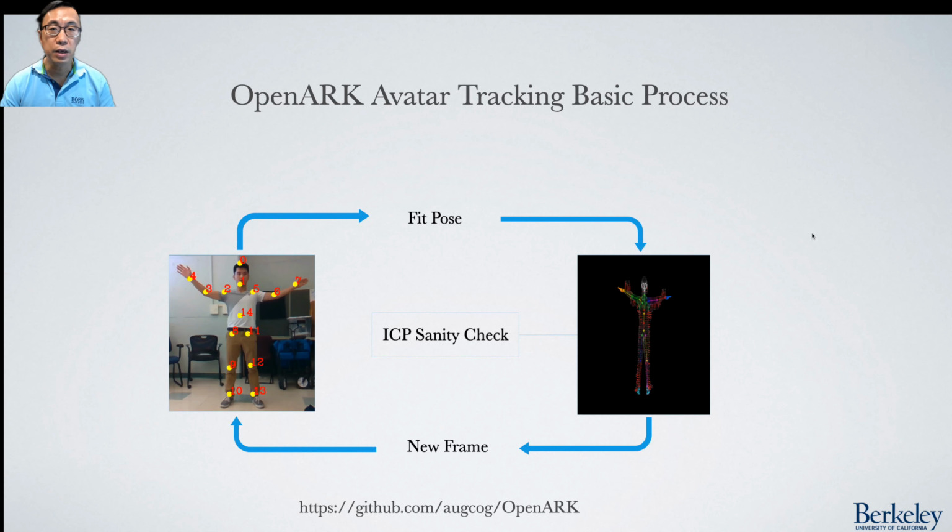Then our algorithm in real time will iteratively retrieve a new frame. Upon receiving its RGB image, a joint prior will be fitted in the image space using OpenPose. These joint positions will be used to minimize the pose prior error and the ICP fitting error. For more information, please refer to our code in the OpenARK repository.